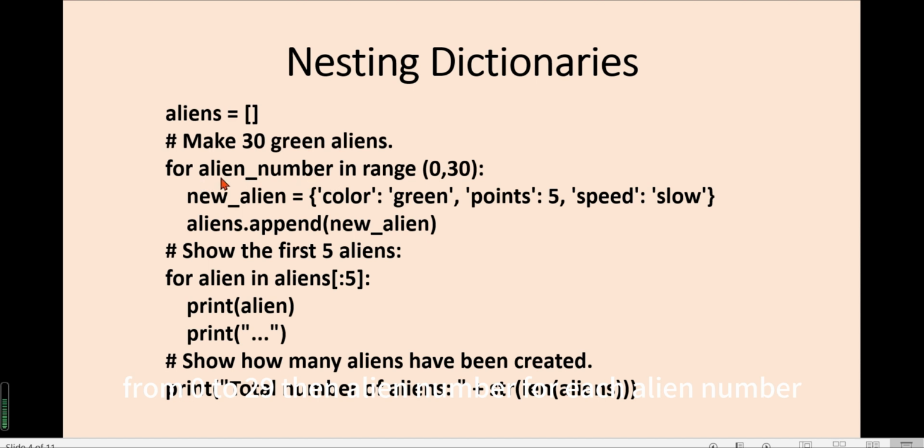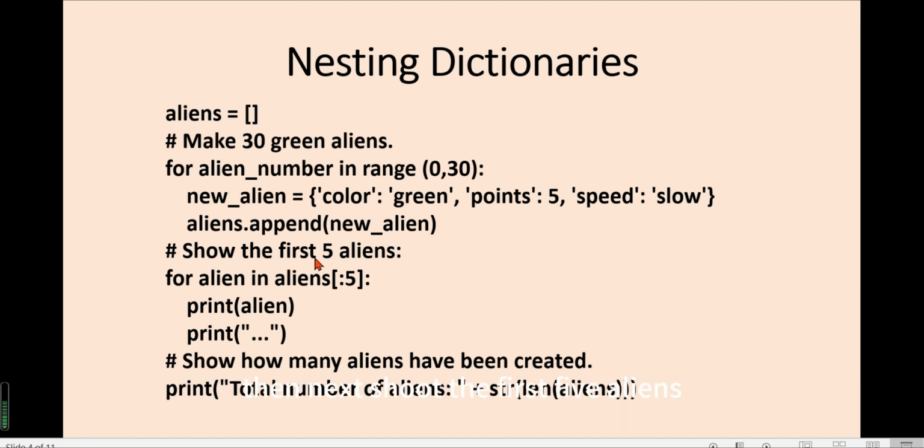Then for each alien number inside these 30 numbers, we will create a new alien with the same information. 3 key-value pairs for color, points, and speed are stored in this dictionary. Then we will use the append function to add this new alien dictionary to the list called aliens. So in the end, aliens will be a list including 30 dictionaries.